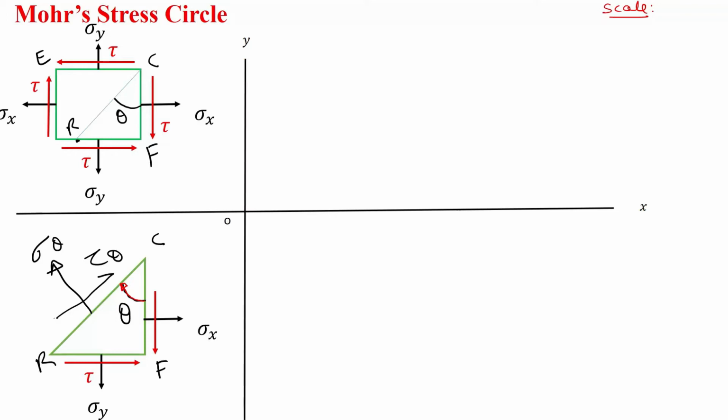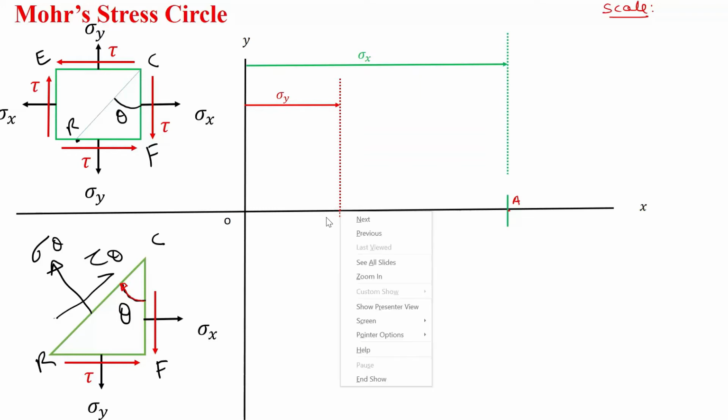Then we'll mark the value of sigma x on x-axis. So this is the value of sigma x. Let's say this is point A, and then we mark the value of sigma y, and let's say this is point B. So this is sigma y, this is sigma x.